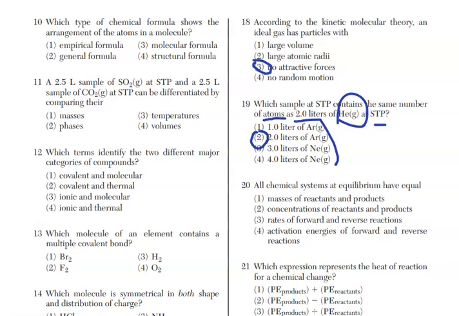For question 20, all chemical systems at equilibrium have equal... Now, again, just the fact it has equal rates, the forward and the reverse reactions are happening at equal rates at equilibrium. It is not concentrations. Concentrations will remain steady. It's the rates that will be equal, which is choice 3.